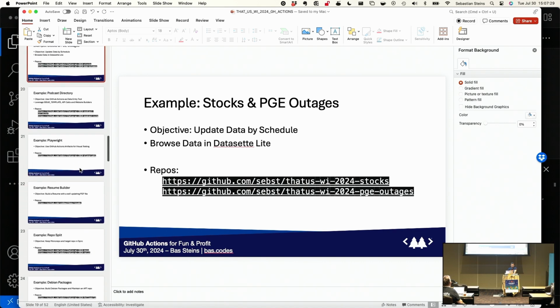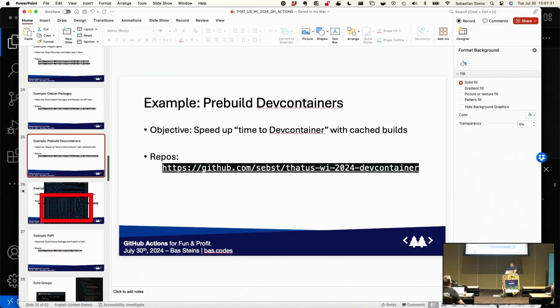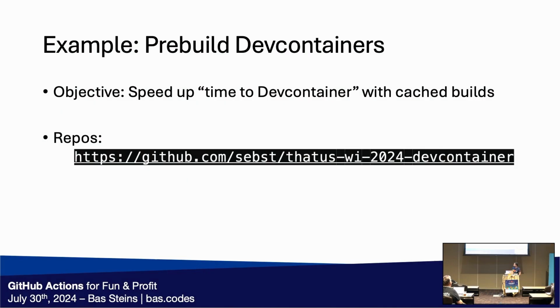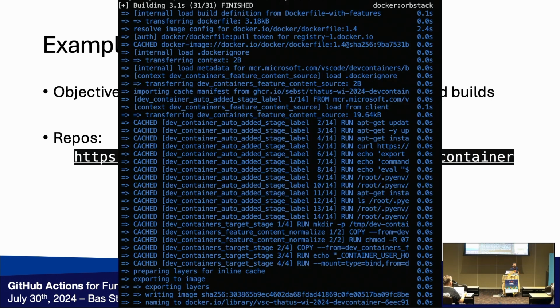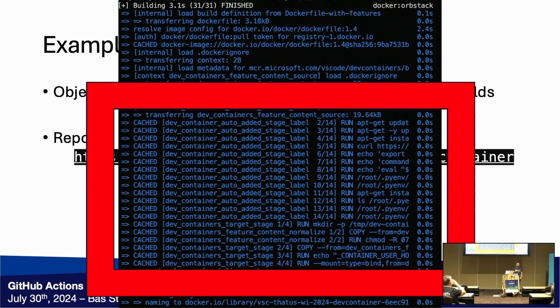So before it looked like that, and introducing the caching, you see that all the layers that the Dockerfile contains that I needed to set up my development environment actually got cached now.